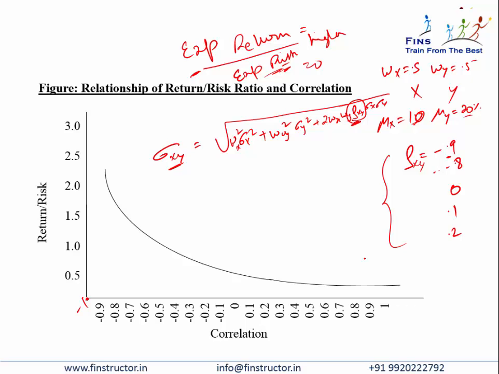So essentially what we're trying to say is, the lower the correlation between the assets in our portfolio, the lower will be the risk and the higher will be the expected return upon the expected risk ratio, or higher expected return for a lower expected risk, lower the correlation, and vice versa.